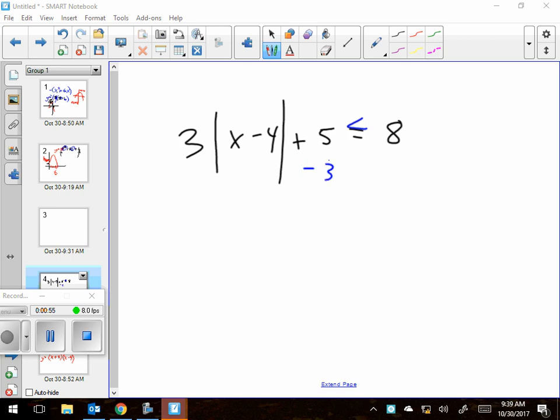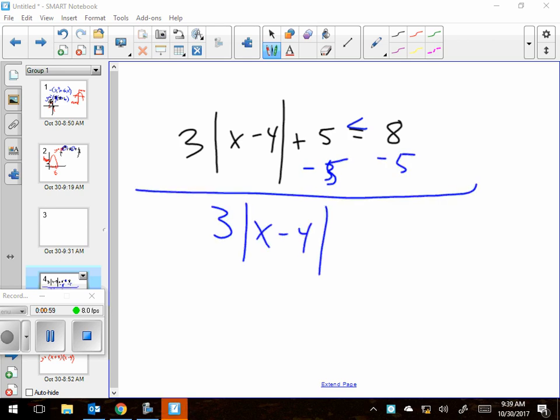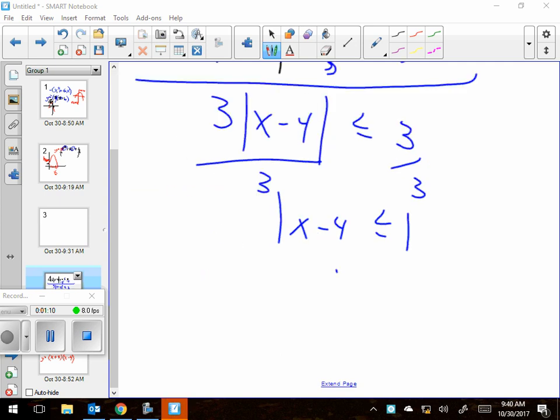So just a blast from the past, you should be able to solve this kind. You subtract 5 from both sides, and you get 3 times the absolute value of x minus 4 is less than or equal to 3. And then I'm going to divide by 3. And then I have the absolute value of x minus 4 is less than or equal to 1. Have I needed to change the signs at all? Nope. Didn't need to change signs ever because I never multiplied or divided by a negative. If I had, I would have switched this sign to be a greater than instead of a less than.